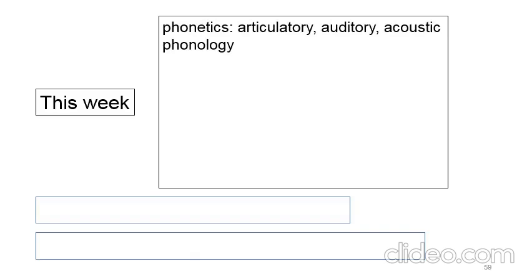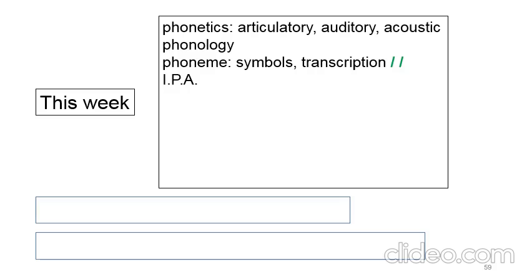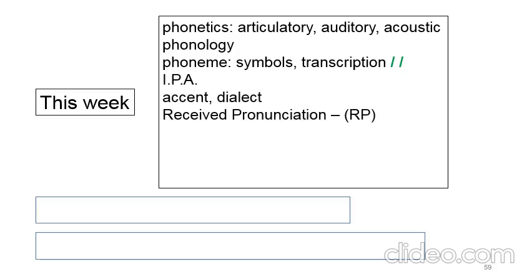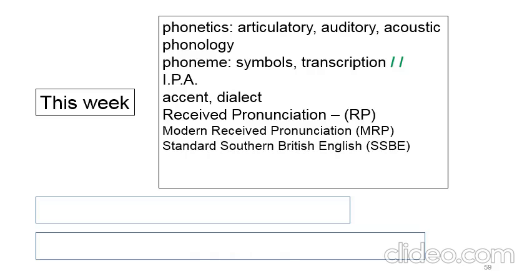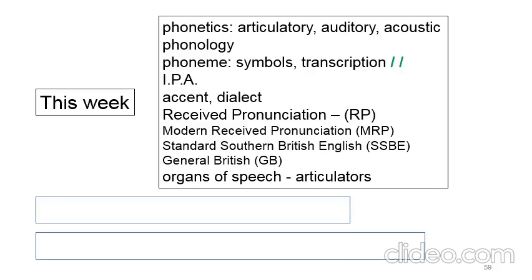My advice is certainly not to give up. This week, we learned the terms phonetics, articulatory phonetics, auditory phonetics, and acoustic phonetics, phonology, phoneme, symbol, and transcription, and the slashes for phonemes. IPA, which stands for the International Phonetic Association, and also for the International Phonetic Alphabet. Accent and dialect. Received Pronunciation, Modern Received Pronunciation, Standard Southern British English, General British, and the organs of speech or the articulators.